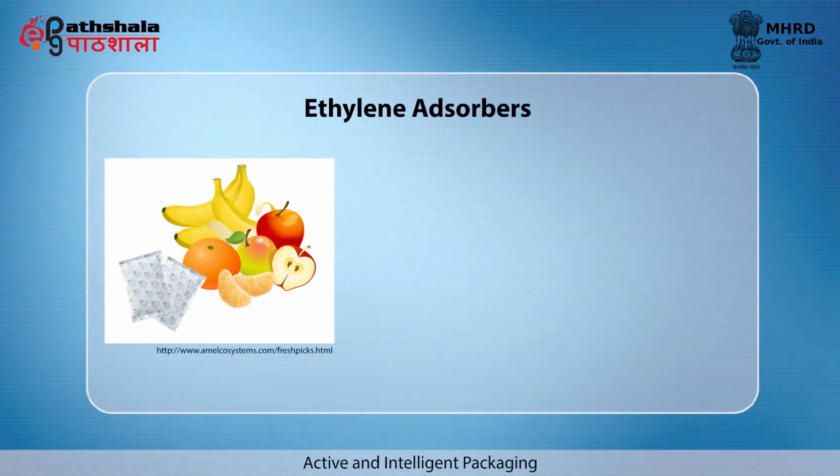Next, ethylene adsorbers. During the ripening of fruits, ethylene is produced, which has an effect on the produce inside the package. If it is unripe, this will help in the ripening process. On the other hand, if it is already ripened fruit, this will lead to over-ripening and in turn reduce the shelf life of the produce and even sometimes reduce the quality of the produce.